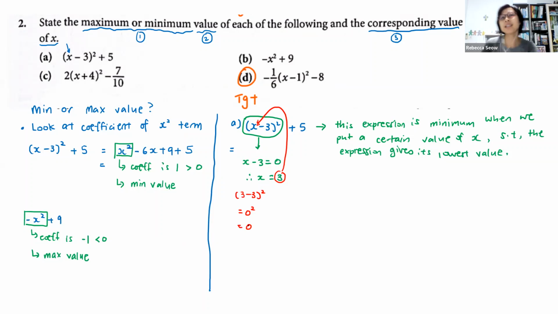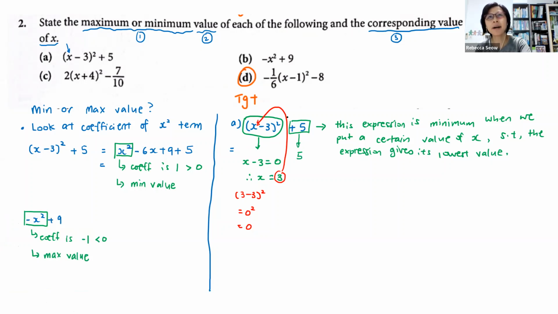Now, any number that is squared would be either 0 or something that is positive. Even if it's a negative number within the bracket, when you square it, it will end up positive. So the minimum value of x minus 3 whole thing square is 0. It cannot go bigger than that. Now, next, let's take a look at the plus 5. Plus 5 is a single value. It is an absolute value. It does not vary because there is no x in there. So plus 5 merely means 5.